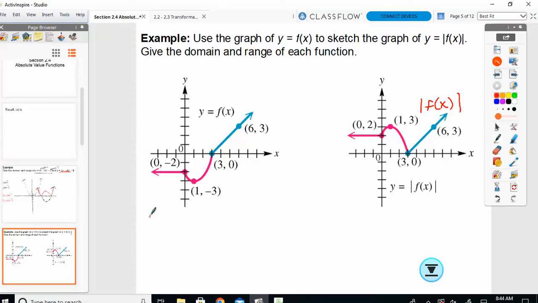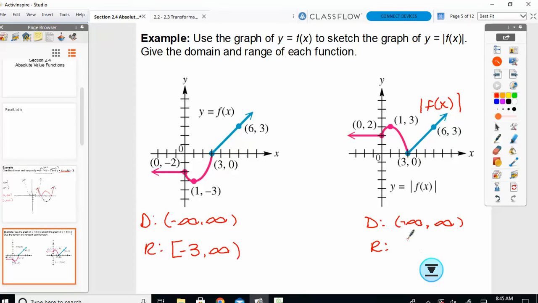Okay. What's the domain of the original? Negative 25. What is the range of the original? Negative 35. What's the domain of the absolute value? Negative 25. What is the range of the absolute value?